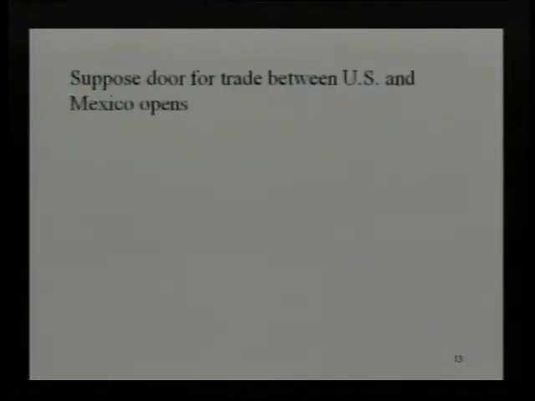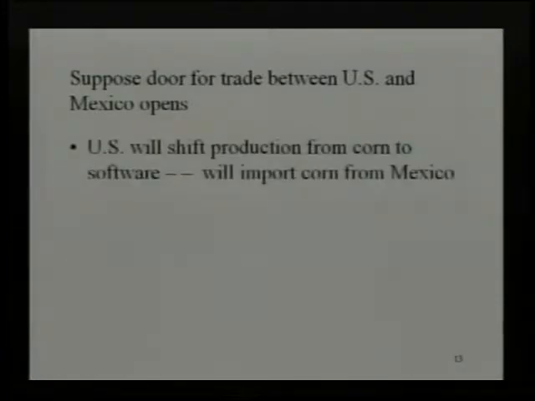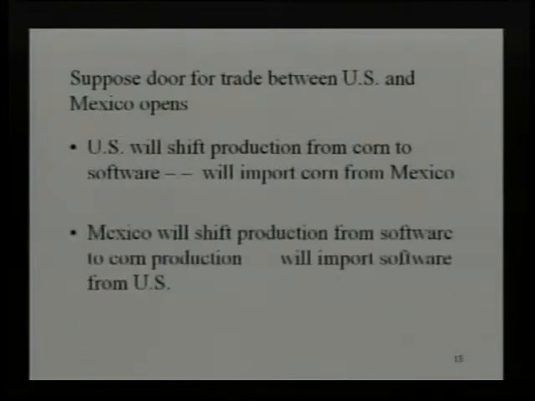Okay, so now what happens when the trade barriers are removed and there's globalization? Well, now it's no longer necessary for the US to produce corn, and it wasn't so efficient for them to produce corn anyway because they had this highly skilled workforce. So they will shift from corn to software and import corn from Mexico. And similarly, Mexico will shift production away from software to corn, and they'll import their software from the US.